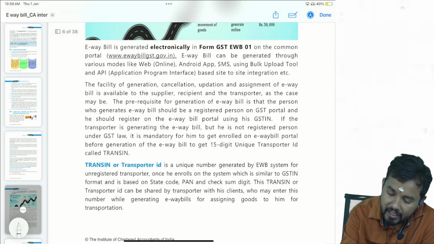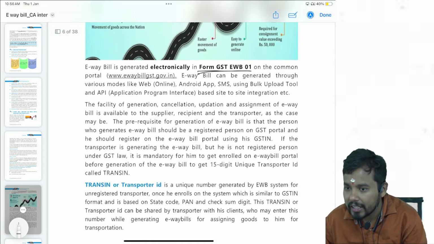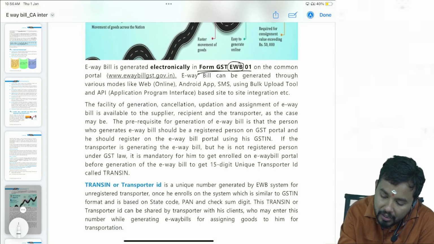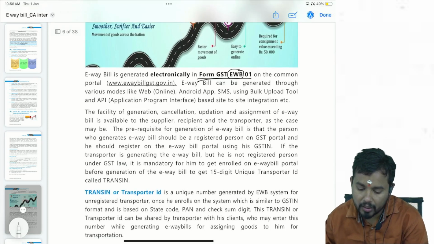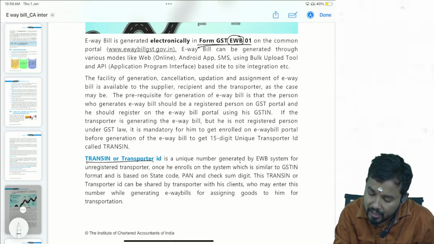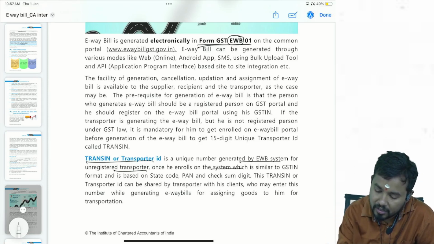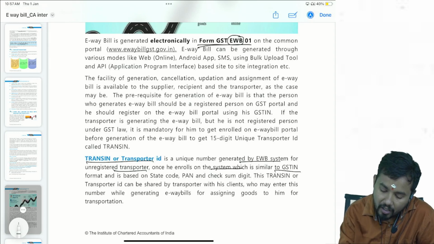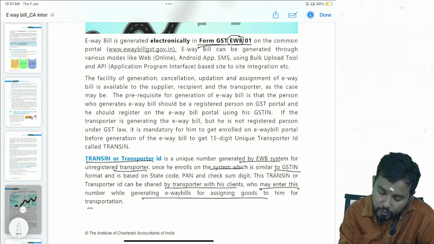So E-way bill is generated electronically in a form called GST EWB01. EW means E-way bill, and they are calling it by the short form EWB01 on the common portal. Trans-in, or transporter ID, is a unique number generated by the EWB system for an unregistered transporter once he enrolls on the system, which is similar to GSTN format and is based on state code. This transporter ID can be shared by the transporter with his clients, who may enter this number while generating E-way bills for assigning goods to him for transportation.